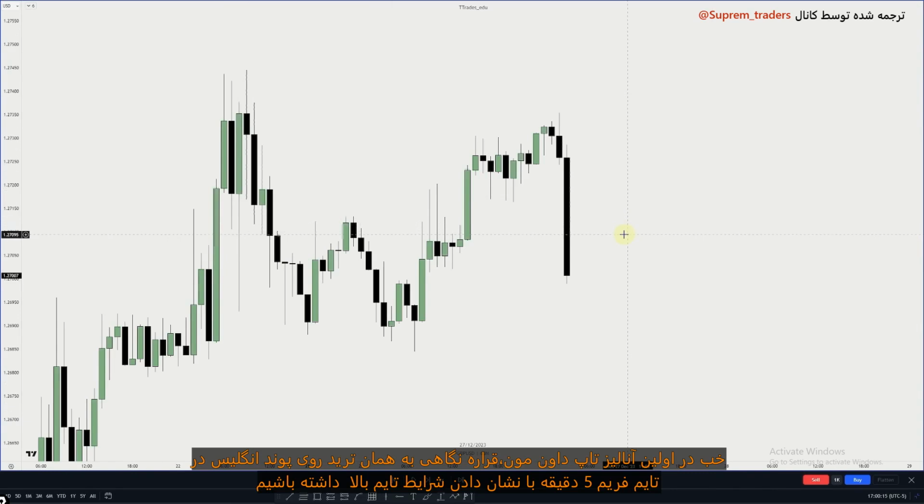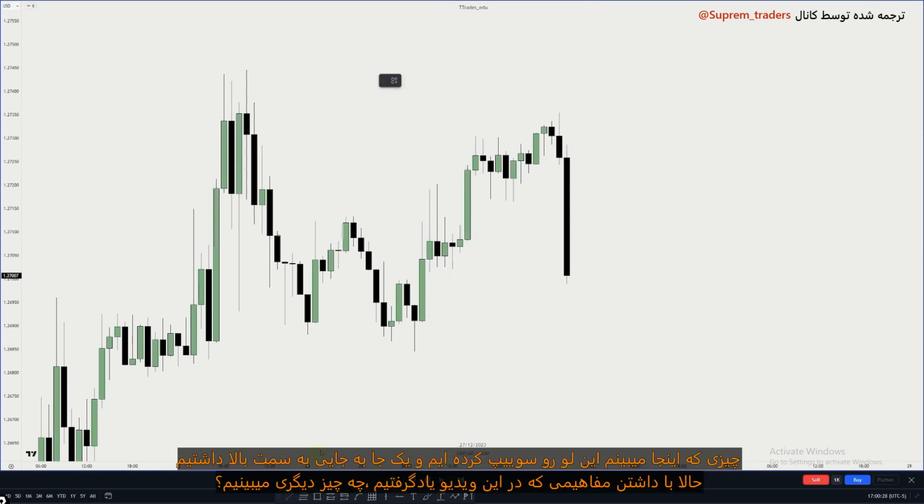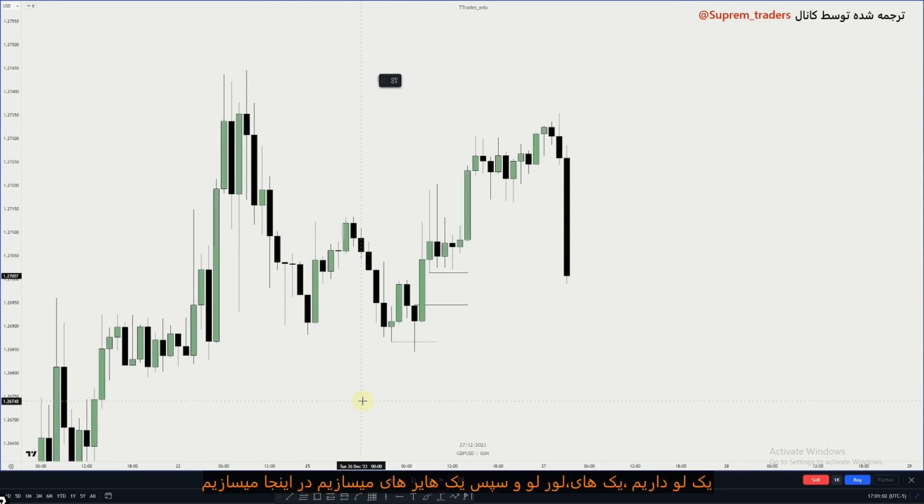In our first top down example, we're going to be looking at that same GU trade on the 5-minute and showing the higher time frame context. So taking a look at this price action, what do you see? What I see here is we have a sweep at the low, and then we have displacement up. Now taking what we just learned in this video, what else do we see? We have a low, high, lower low, and then we create a higher high up here.